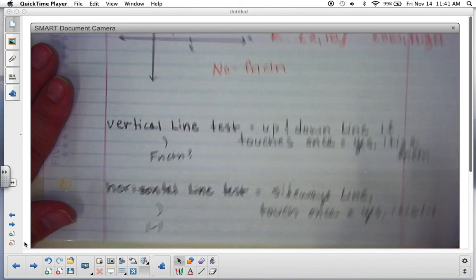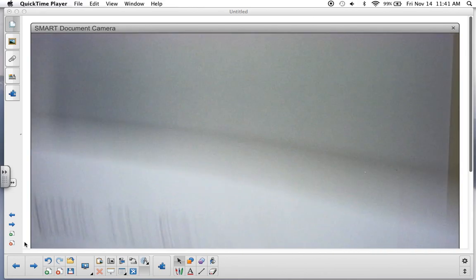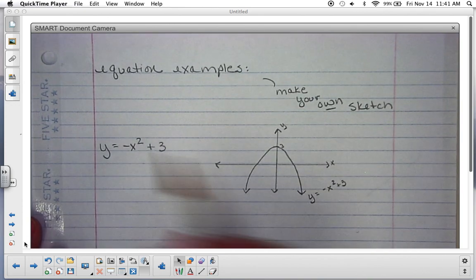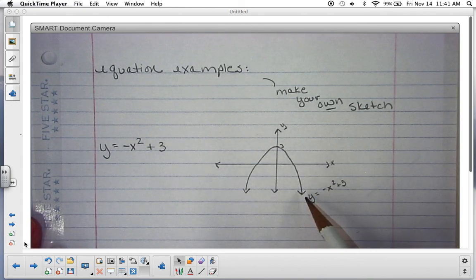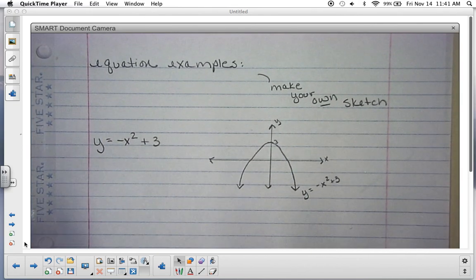All right, we have just one more sheet of notes. So they can give you a finite set, they can give you a picture, or they can give you an equation. So if they give you an equation like this, you have to make your own sketch. And then again, read domain and range, and is it a function, is it one-to-one?